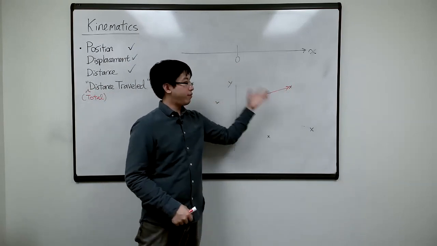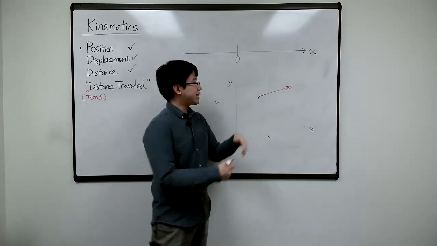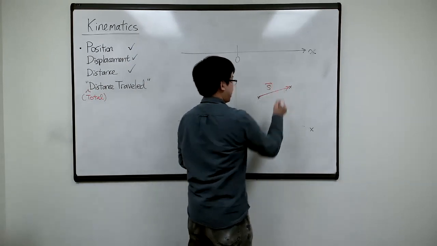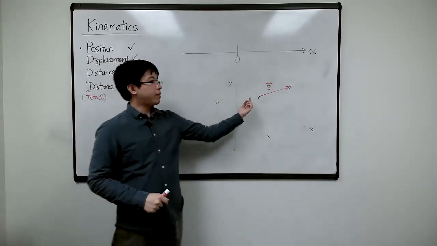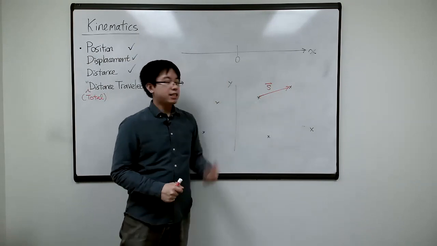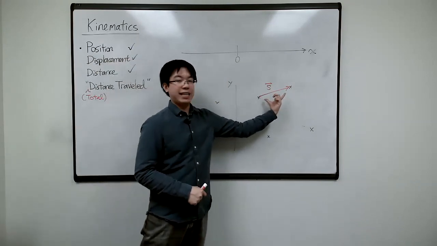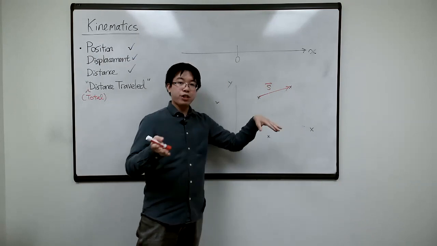If it's in 2D, you need to talk about it as a vector. Let's call it S, right, like that. If you talk about distance, it's just the length of that vector. That's distance, right? So displacement versus distance.